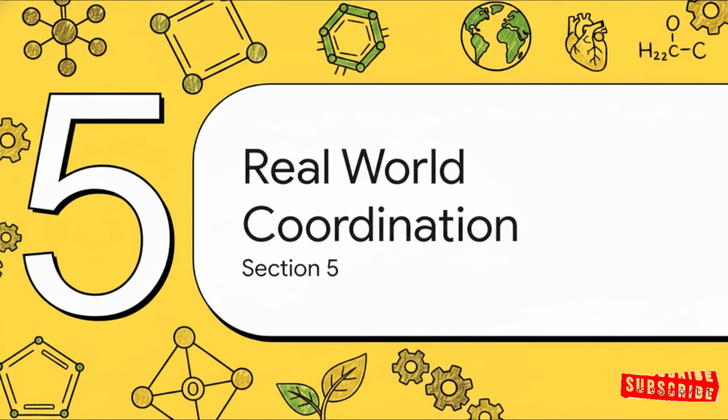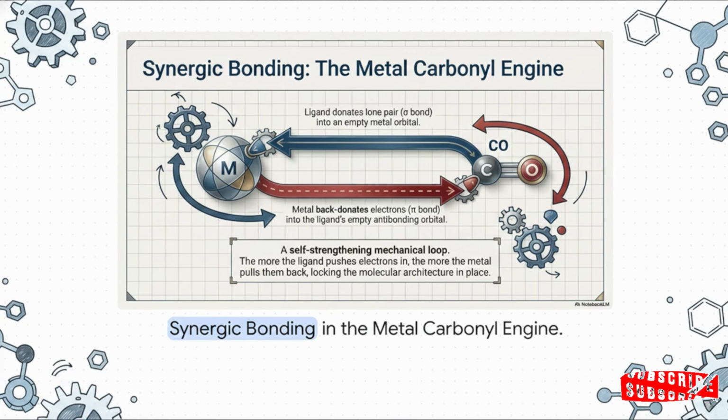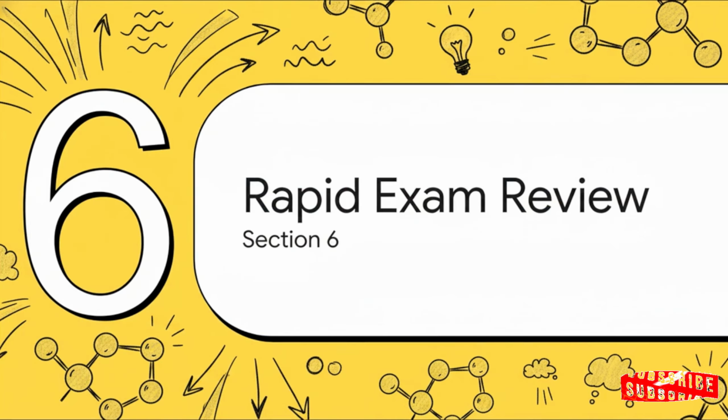So, at this point you might be asking, why does all this molecular architecture actually matter to us in the real world? Well, it matters because of incredible mechanisms like synergic bonding. Take the metal carbonyl engine, for example. The ligand donates electrons into the metal, but then the metal pushes electrons right back into the ligand's empty orbitals. It's this awesome self-strengthening loop of electron donation and back donation that locks these architectures perfectly in place for heavy-duty industrial use. And finally, Section 6, Rapid Exam Review.